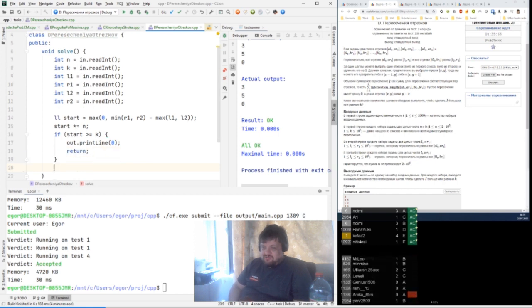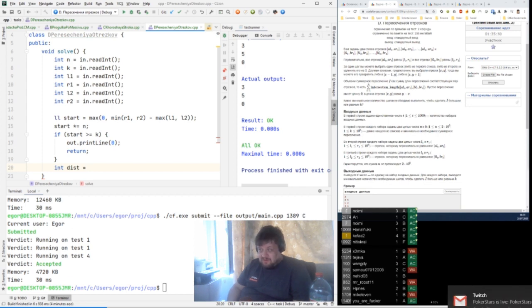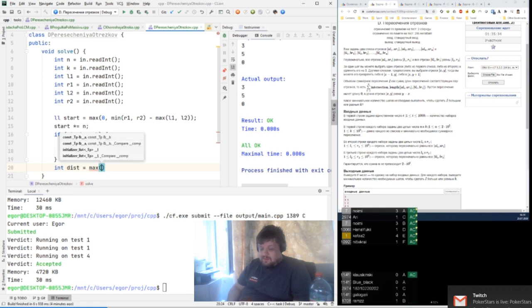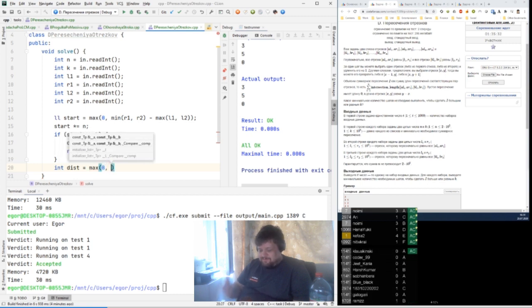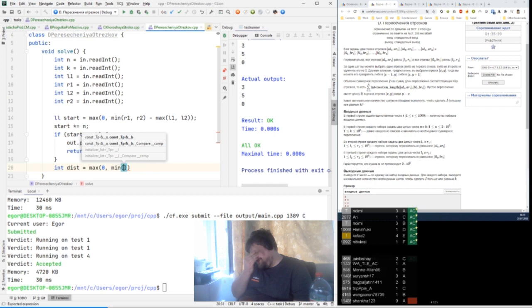or first paying some predetermined cost so that these segments become touching, and then paying one per, how to say it, one per desirable score.